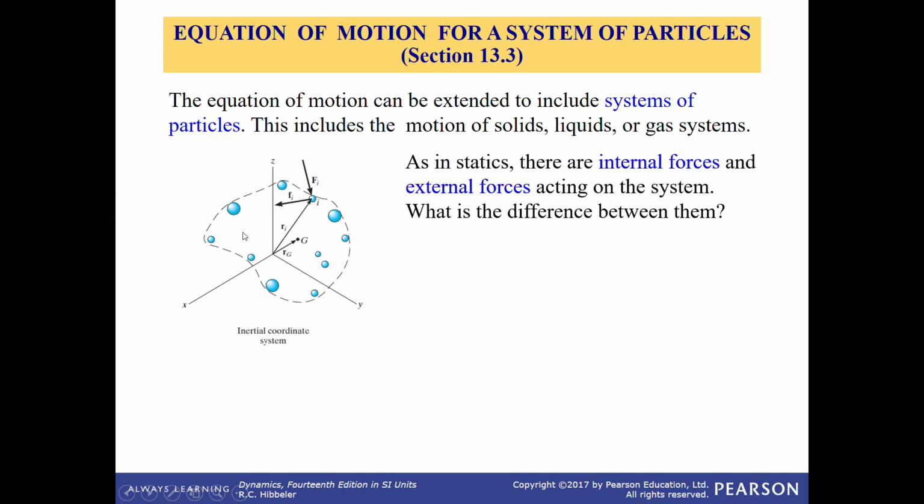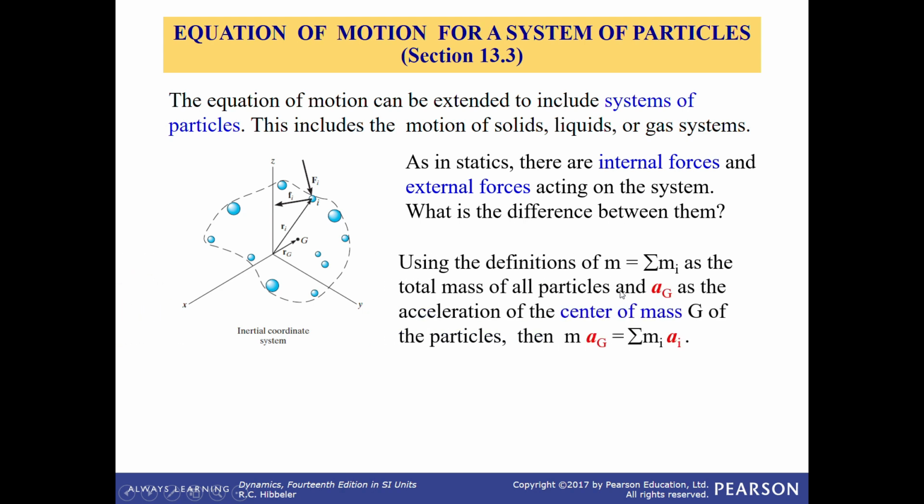Okay, as in statics, there are internal forces and external forces acting on the system. But what is the difference between them? So using the definition of m equal to summation mi as the total mass of all particles, and aG as the acceleration of the center of mass G of the particles, then it follows that m aG is equal to summation of mi times ai.